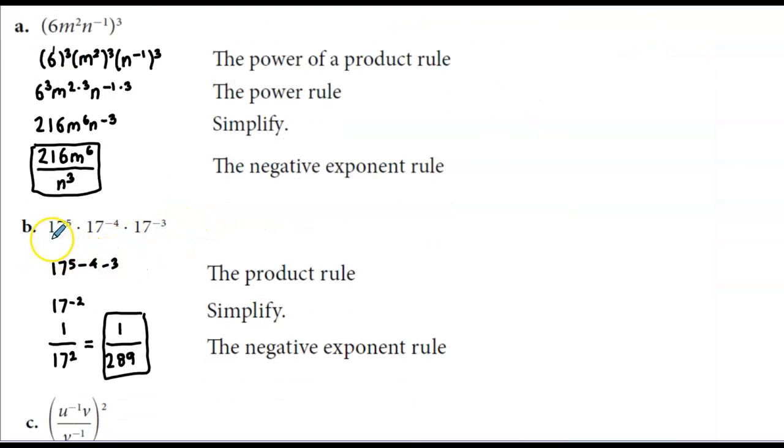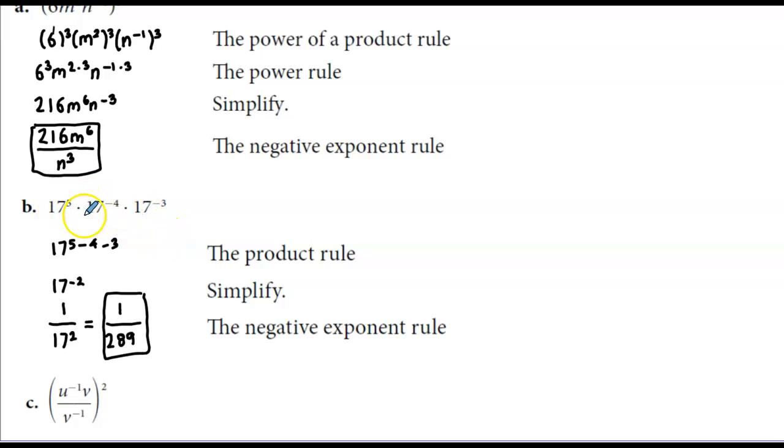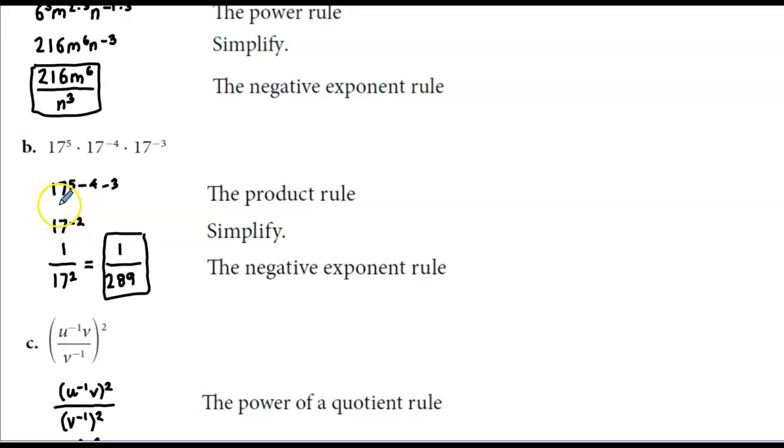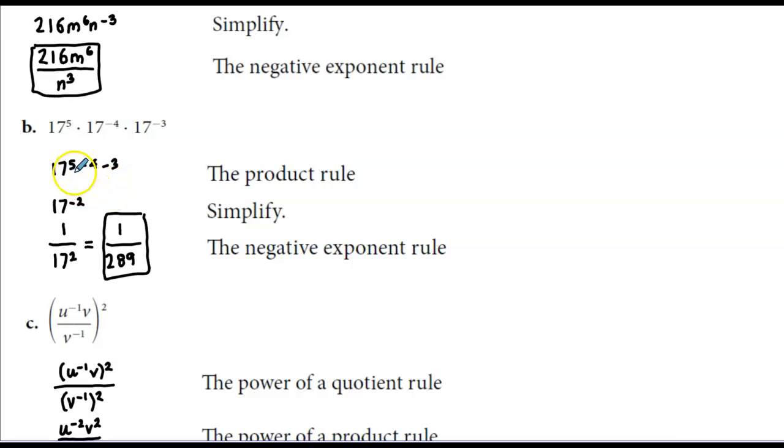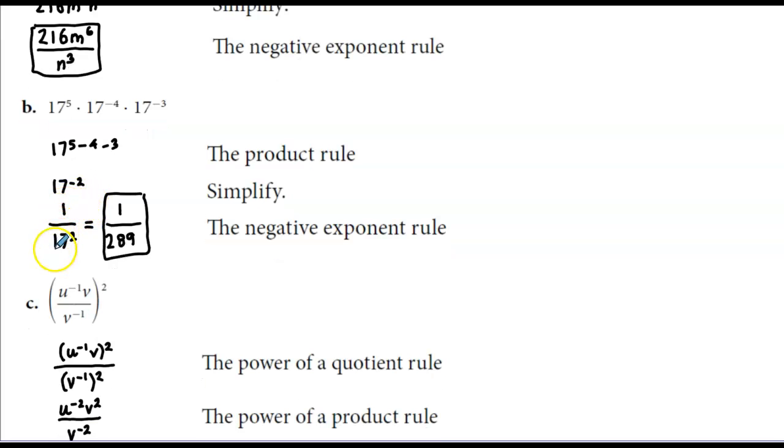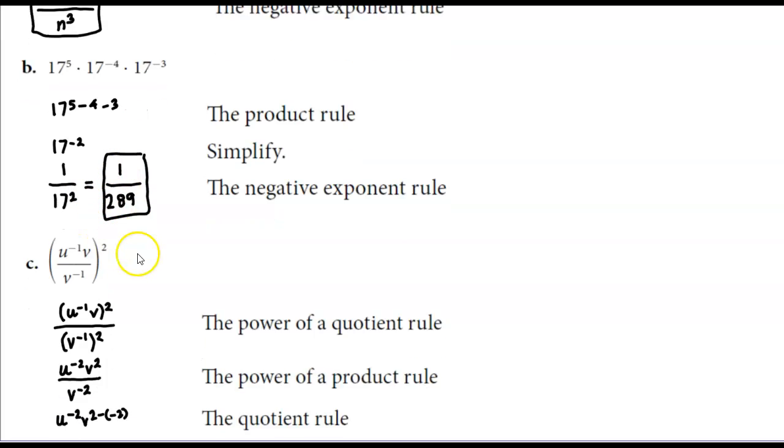In part B, we have 17 to the 5th power times 17 to the negative 4th power times 17 to the negative 3 power. They all have the same base, and when we're multiplying them, that means we add our exponents. So we have 17 to the 5 minus 4 minus 3. So we get 5 minus 4, which is 1, minus 3 gives us negative 2. So we have 17 to the negative 2 power, which becomes 1 over 17 squared. Now, we don't want to leave that negative exponent, which is the reason why we're writing that in the denominator. But 17 squared is equal to 289, so the answer is going to be 1 over 289.